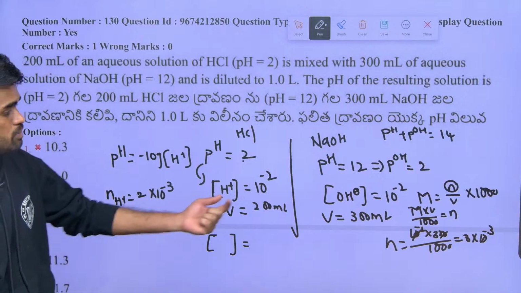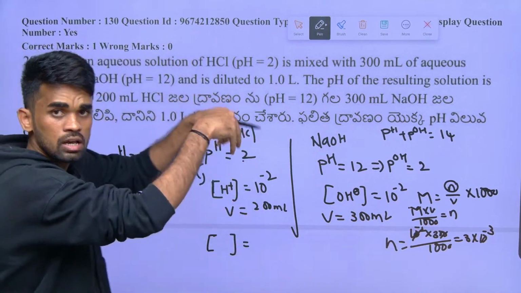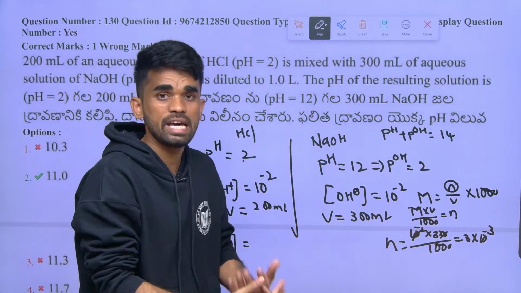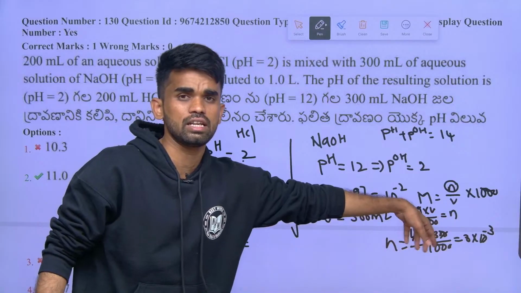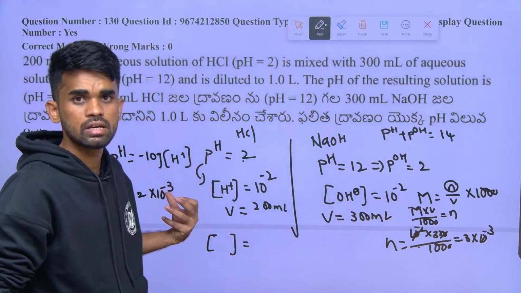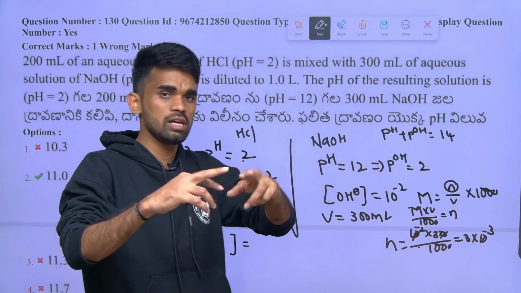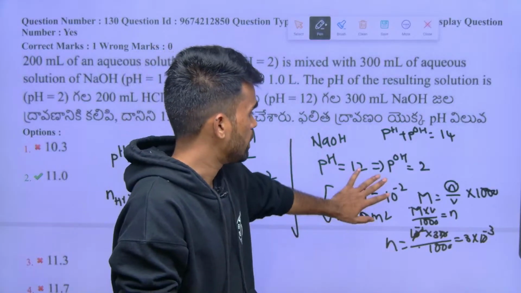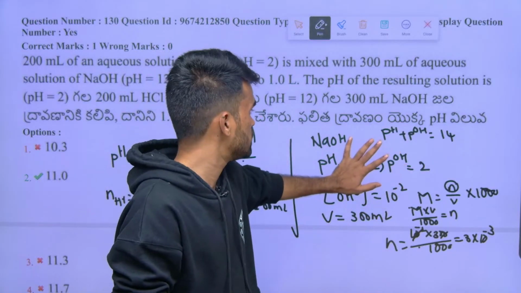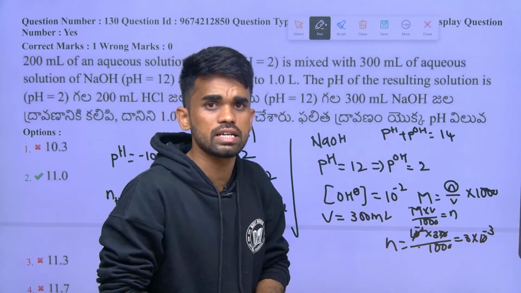Which is the bigger value here? This is bigger, so the total overall solution becomes basic. Why is it basic? Because it is 3 millimoles of NaOH and 2 millimoles of H plus, which means 1 millimole of base is more. Therefore the first 2 millimoles get neutralized, and the extra 1 millimole of NaOH remains in the solution. Therefore the resultant solution is basic.